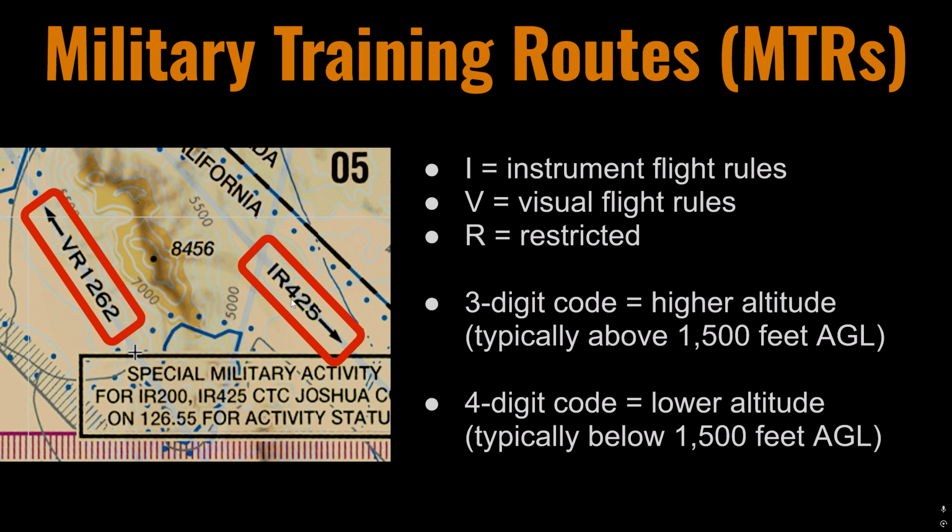So the three-digit numbers, so this is IR 425, a three-digit MTR route represents some sort of activity that's going to be happening at a higher altitude. So military training routes, we're going to have high-speed testing of aircraft or anything like that happening at a higher altitude, which is typically above 1,500 feet AGL. The four-digit codes here, so VR 1262, is representing something that's happening at a lower altitude, so typically below 1,500 feet AGL. Why they have the four-digit number being something that's at a lower altitude and a three-digit number being higher altitude, I don't know that, but this is what they mean.